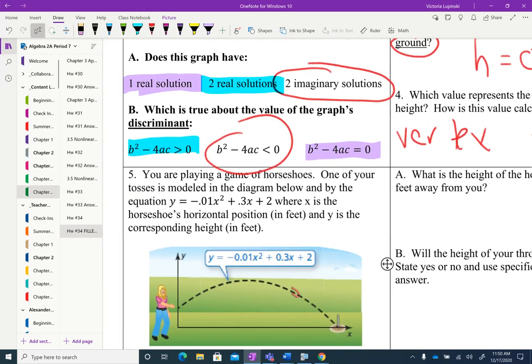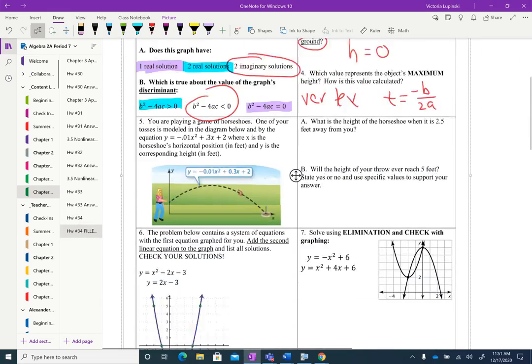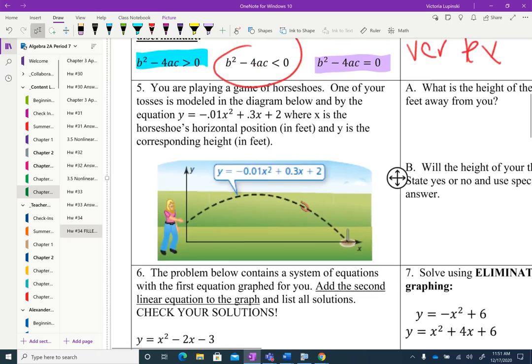Okay, so number 5, you're playing a game of horseshoes. One of your tosses is shown in the diagram below, and then they give you the equation. So y equals negative 0.01 x squared plus 0.3x plus 2. Oops, sorry. They're telling you that this is not a time problem. They're telling you that x is how far you can throw the horseshoe, and y is how high you can throw the horseshoe. So they give you a little bit of a visual there. And of course, they give you an equation.